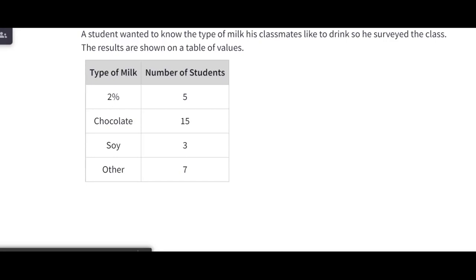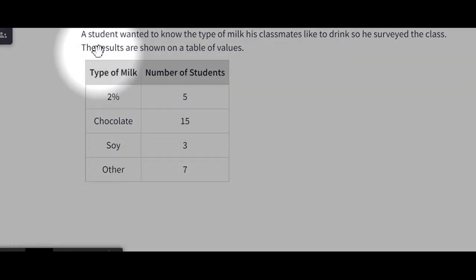Hello, class. Today we are going to take a look at how to draw a circle graph. Before we do that, let's go ahead and read our word problem. A student wanted to know the type of milk his classmates like to drink, so he surveyed the class. The results are shown on a table of values.